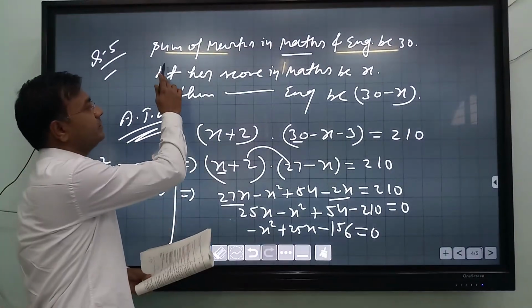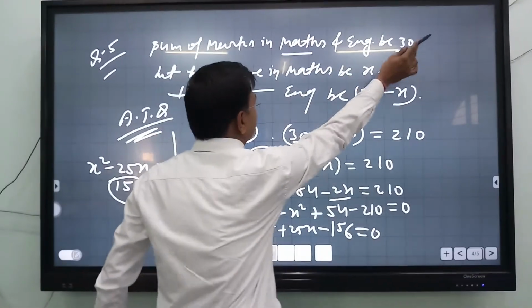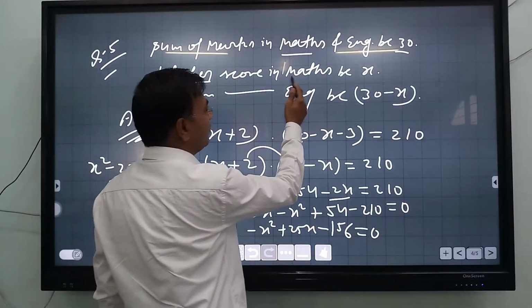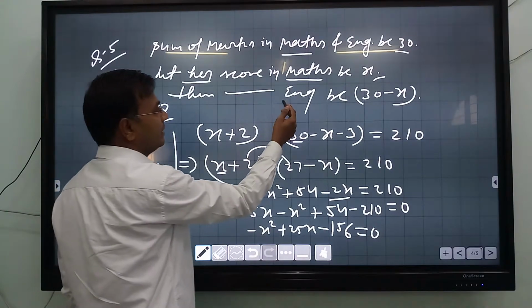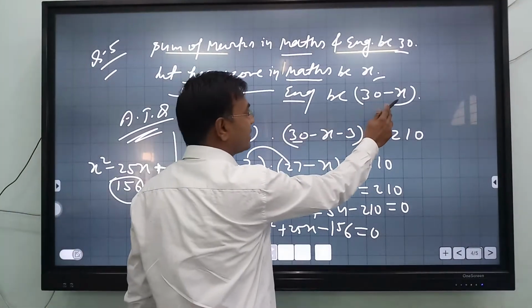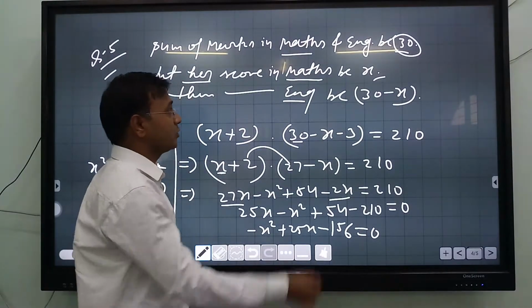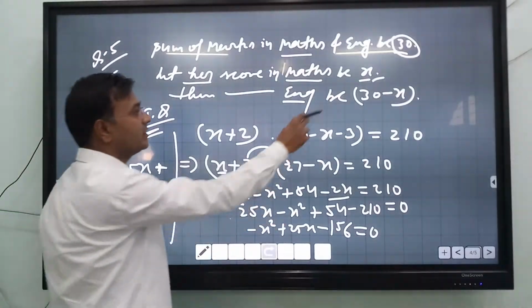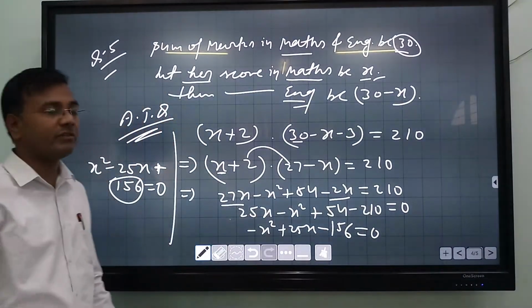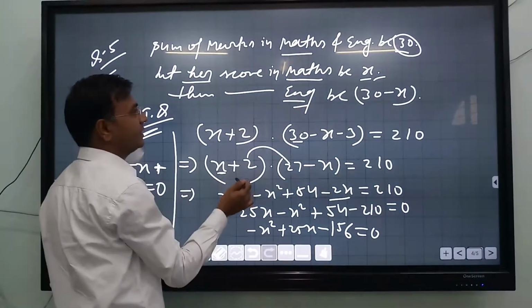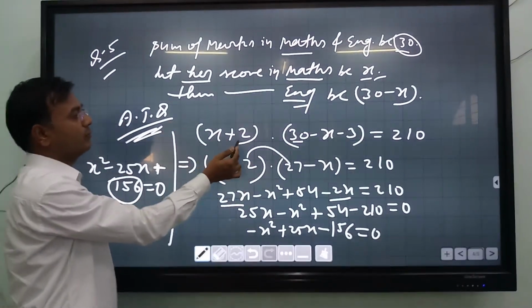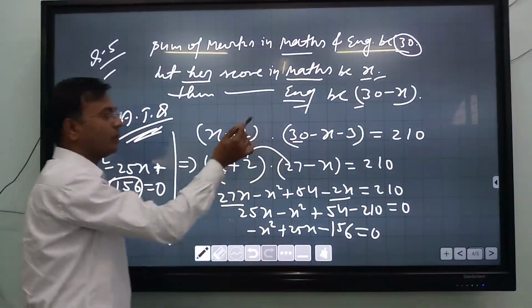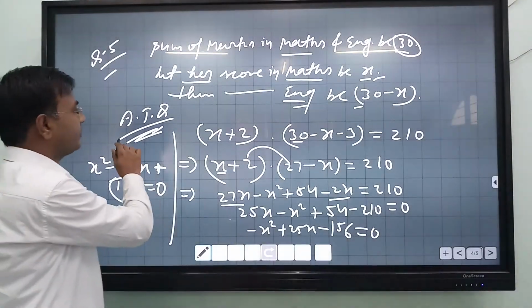So the sum of marks in maths and English is given as 30, right? So we may take the individual marks. Let the marks scored in mathematics be x, and then English would be 30 minus x, because the sum is given as 30. So if in maths the score is x, the remaining score would be 30 minus x in English. Now it is given the product of these marks, that is if 2 marks more in maths, so x plus 2, and 3 marks less in English, then the product would have been 210. This is according to the question.